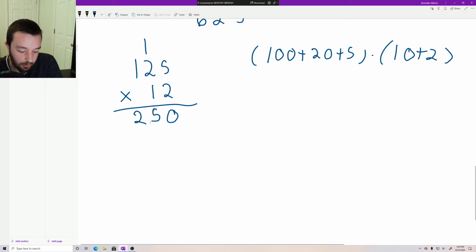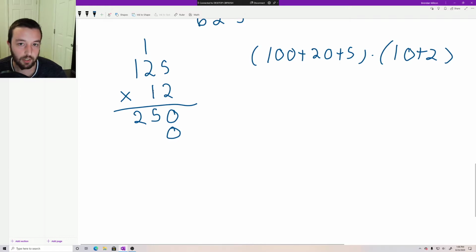So we're not really multiplying by 1, we're multiplying by 10, but we don't want to multiply by 10 every time. So what we're going to do is on the second line here, we're going to put this 0, and that is going to help us account for the fact that this is really a 10 instead of a 1.